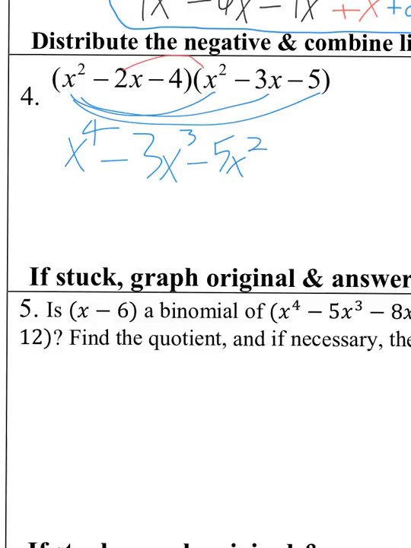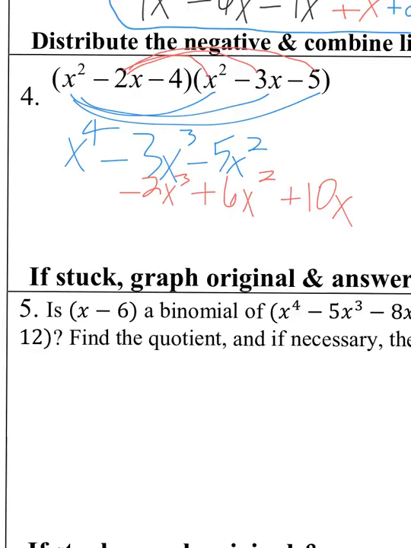And now I have a negative 2x times x squared. So that's going to be, this is like power of 1 again, so that's going to be negative 2x to the third. So I'm going to write it right there underneath that one. And then I have negative 2x times negative 3x, so 2 x's give me an x squared. And negative 2 times negative 3 is positive 6. So positive 6x squared. And then I have a negative 2x times negative 5, and that'll give me a positive 10x, because negative 2 times negative 5 is positive 10, and only one term had an x.